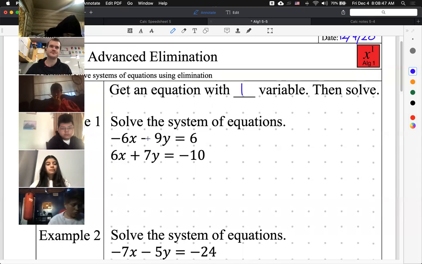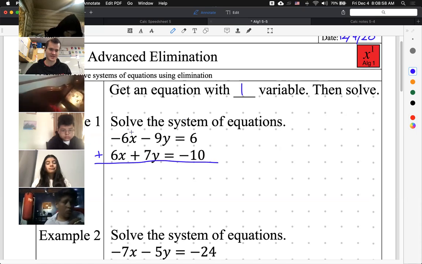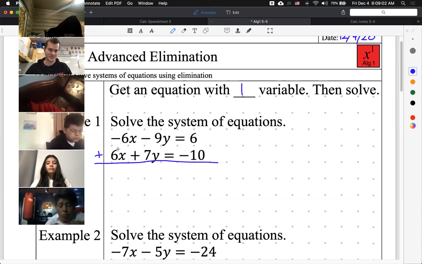Yeah, Ashley? Would you add them? That way you could get rid of the x. Perfect. I like how you explained it too. So the negative 6x and positive 6x, when those are added, the x is gone. There's nothing here. You can say 0 if you want, or you can just leave it blank, which is even easier. And then we have to add the rest of the equation.